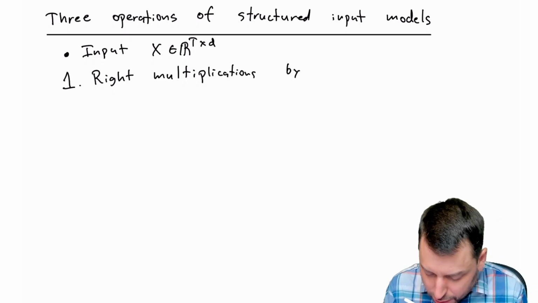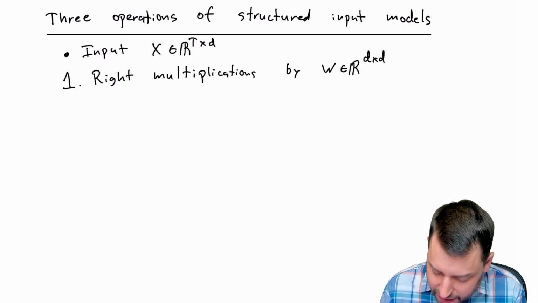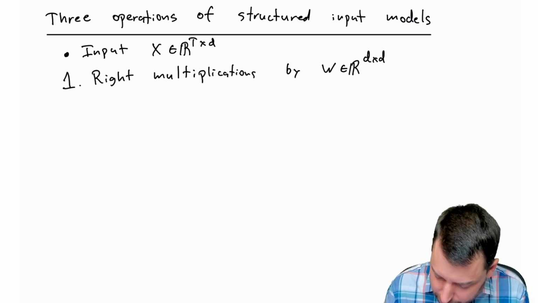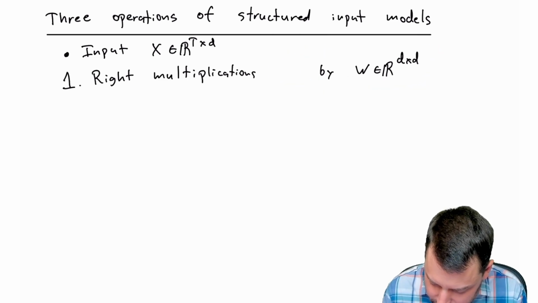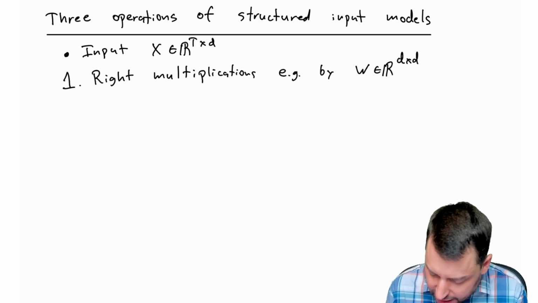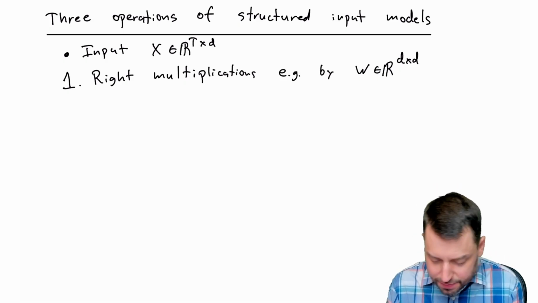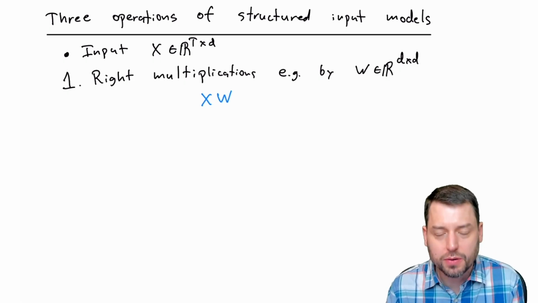And I'll even say right multiplications by W. And I'll further say that W would, say, be a D by D matrix, for example, because of course the real W could be a different size, but let's just assume for now that it's going to be D by D, i.e. it won't change the size. So what this looks like here is the multiplication X times W.